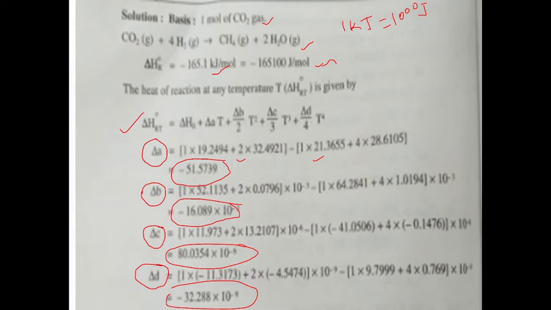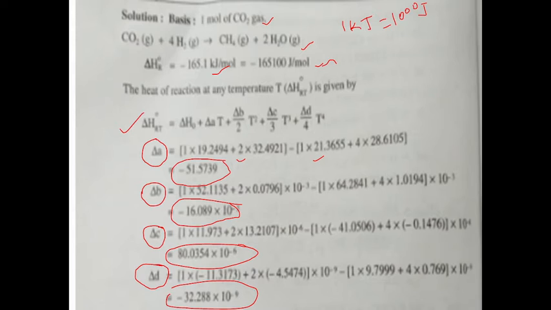Okay. So next you should write the reaction: CO2 plus 4H2 gives CH4 plus 2H2O. This reaction is given in our problem. Are you clear or not? Okay. So next, standard heat of reaction. These values are given data: minus 165.1 kilojoule per mole. So this is converted into joule per mole. What do you do here? 1 kilojoule is equal to 1000 joule, so this value is multiplied by 1000. Finally we get minus 165100 joule per mole. Are you clear or not?